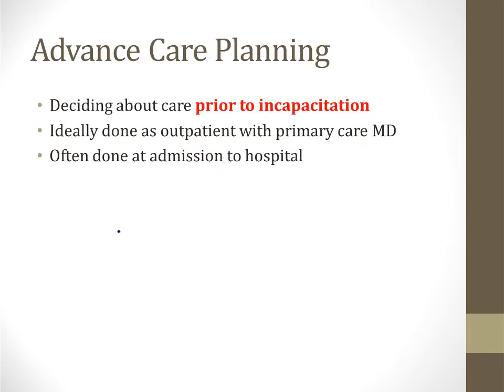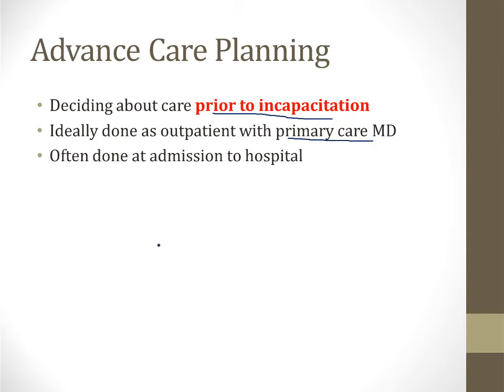Now, when patients become incapacitated, they obviously cannot provide informed consent, and the ideal way to handle this is to do what's known as advanced care planning. This means deciding with the patient about what they want for care prior to incapacitation. Ideally, this is done as an outpatient with the patient's primary care physician.